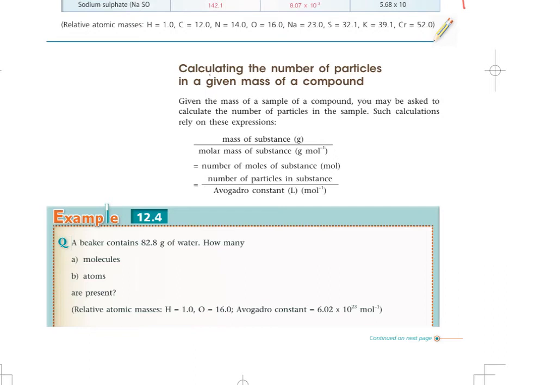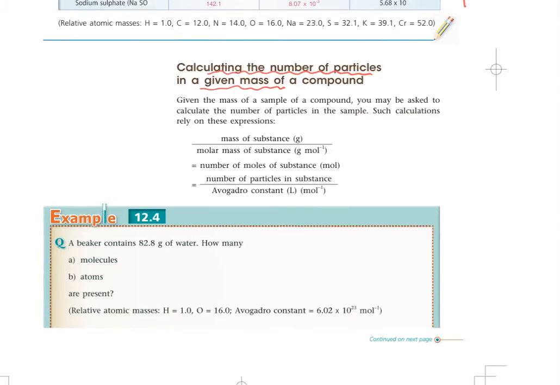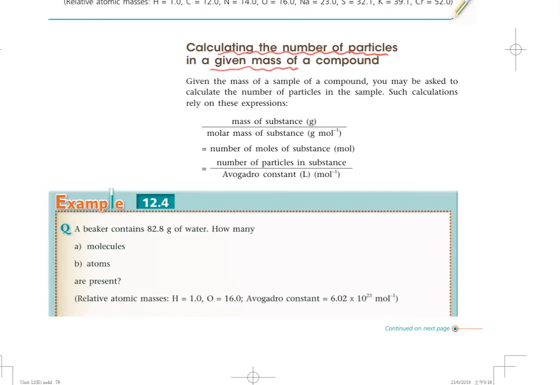So calculating the number of particles in a different mass. Actually there are two main equations that we have learned. The first equation we learned before in the previous chapter, do you remember, is that the total number of particles equals the number of moles times the Avogadro constant, 6.02 times 10 to the power 23, right?